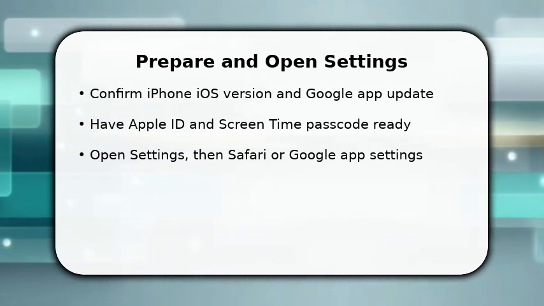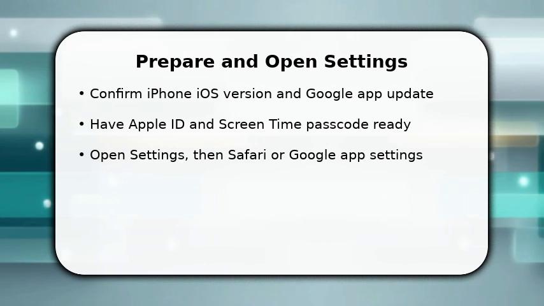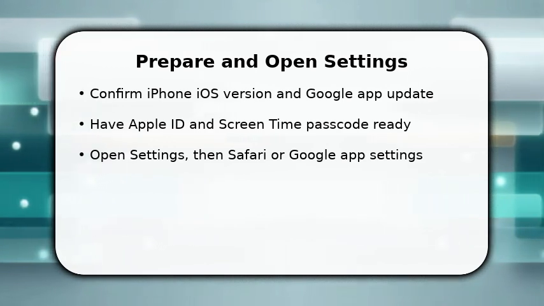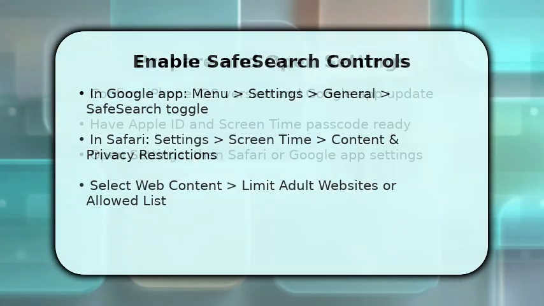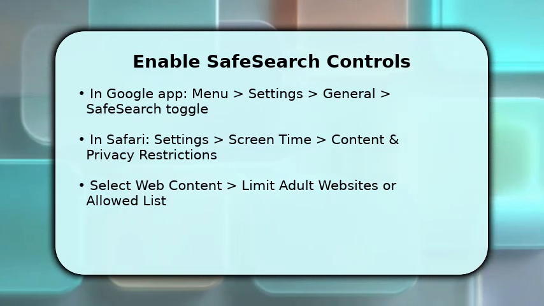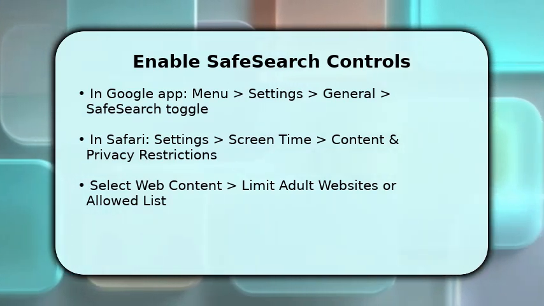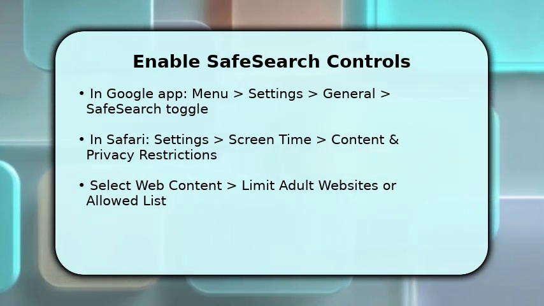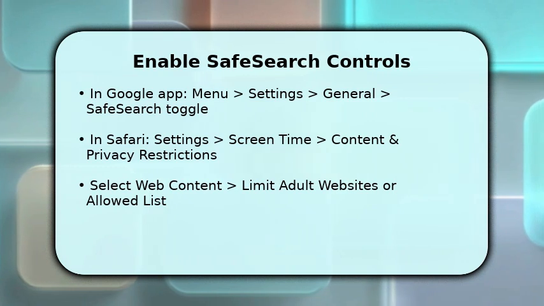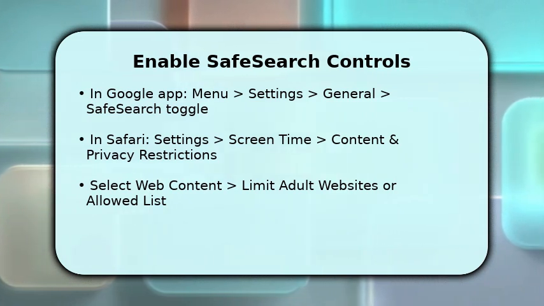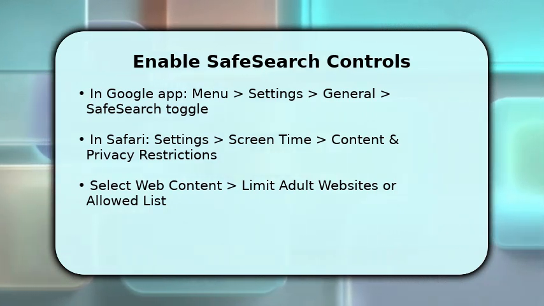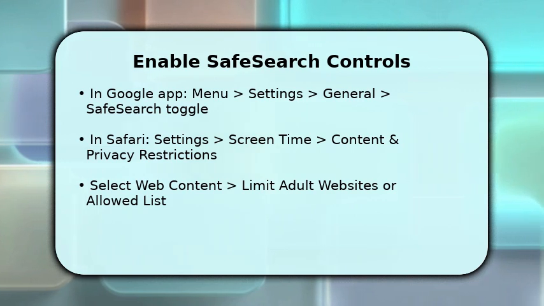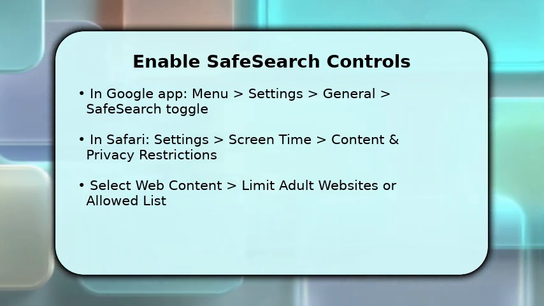The why is simple. Current software exposes Safe Search controls and Screen Time secures them. You'll enable Safe Search directly. In the Google app, tap Menu, Settings, General, then flip Safe Search onto Filter Explicit Results. If you use Safari, go to Settings, Screen Time, Content and Privacy Restrictions, enable restrictions and pick Web Content. Choose Limit Adult Websites or create an Allowed Sites list to control results.